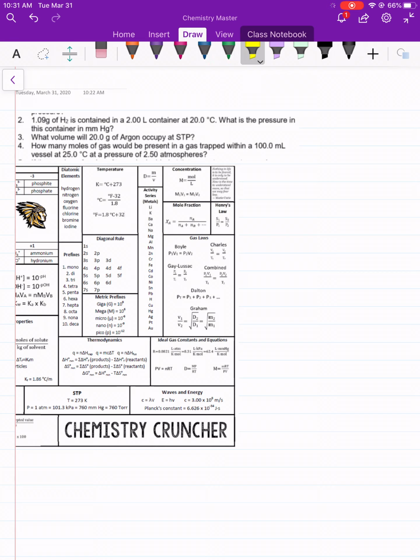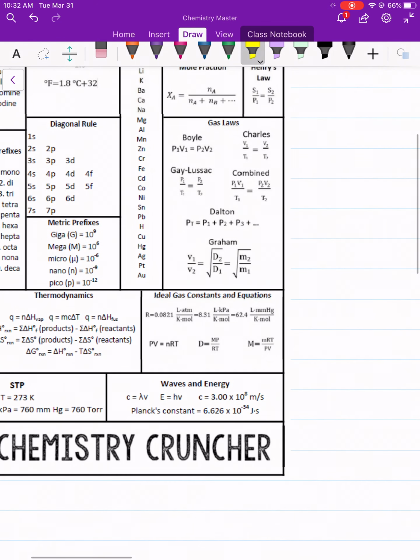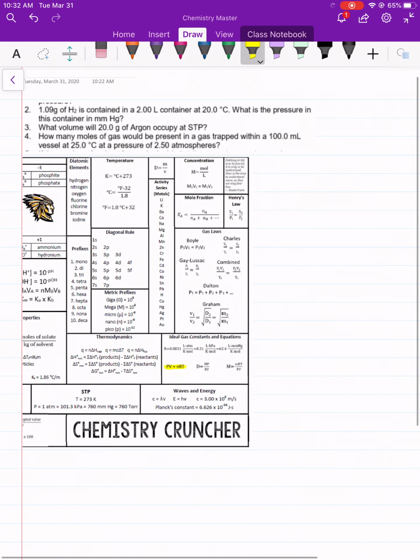All right, the first thing you need to know is you have a law that's called the ideal gas law, and it's down here on your Chem Cruncher. So you have P, V, N, R, and T, and you should know what each of those stands for. P is pressure, V is volume. The new variable is N, which is moles. And then you have R value, which are listed here.